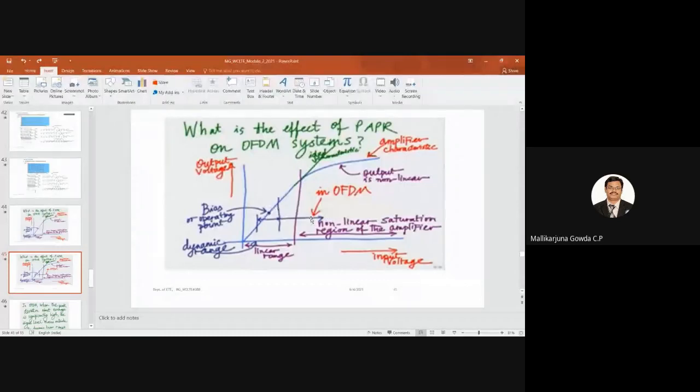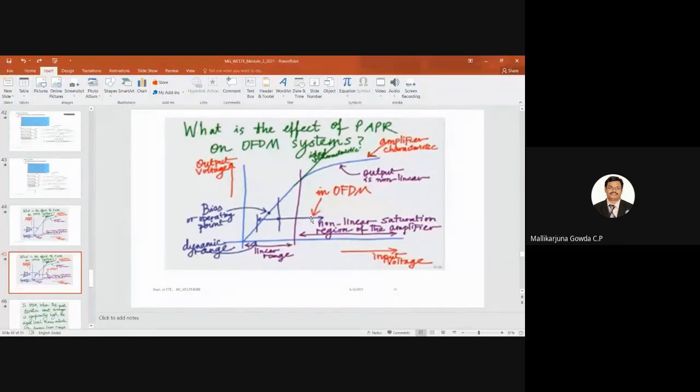This high peak to average power ratio leads to many problems. It will generate out of band energy, which we call spectral regrowth, as well as in band distortion. In band distortion means there will be tilt in the constellation, as well as scattering of the constellation. All these things lead to degradation of the performance of the system.